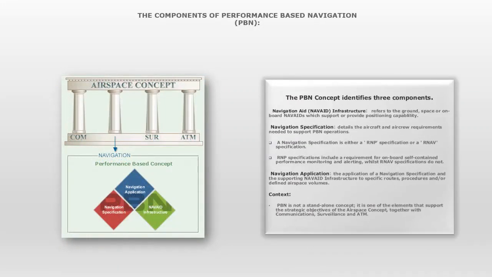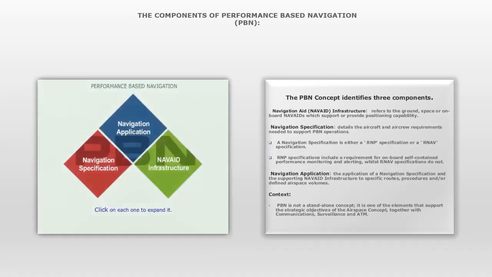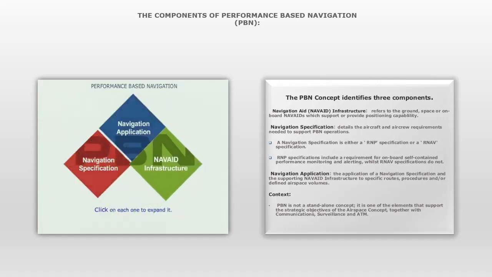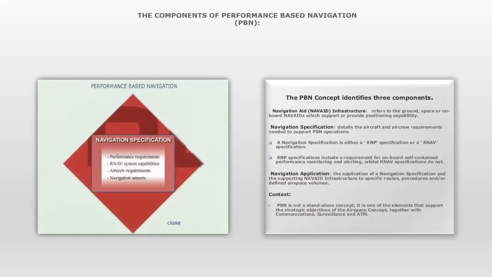The PBN concept identifies three components. Navigation aid, nav aid, infrastructure, refers to the ground, space or onboard nav aids which support or provide positioning capability. Navigation specification details the aircraft and aircrew requirements needed to support PBN operations. A navigation specification is either a RNP specification or a RNAV specification. RNP specifications include a requirement for onboard self-contained performance monitoring and alerting, whilst RNAV specifications do not.